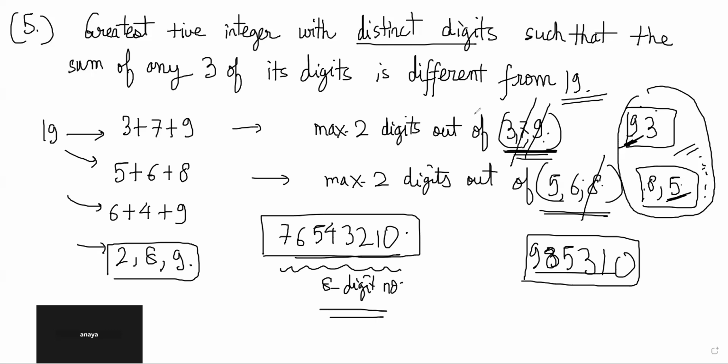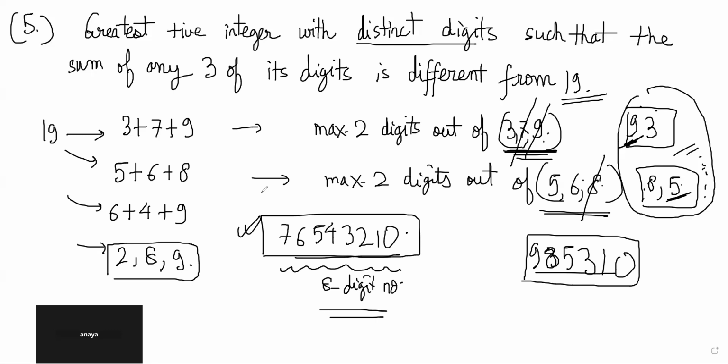Do you understand what I'm saying? Yeah. Okay, so that is your answer here. This is the biggest number. There was one more question, right? Yeah. There was two more.